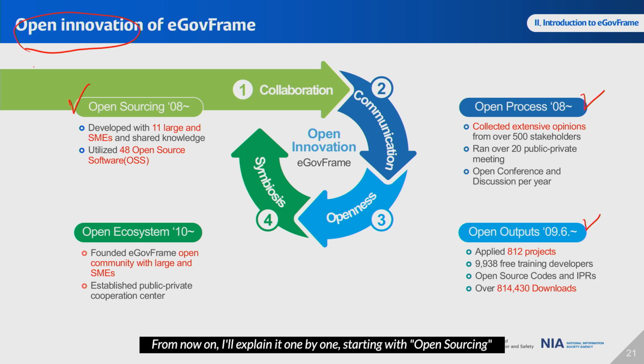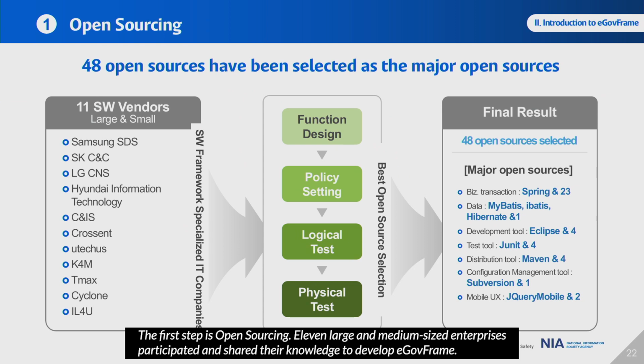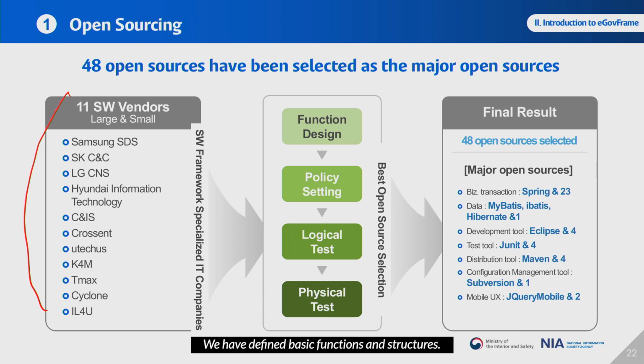From now on, I'll explain it one by one, starting with open sourcing. The first step is open sourcing. 11 large and medium-sized enterprises participate and share their knowledge to develop eGovFrame. We have defined basic functions and structures. It has gone through the process of defining an open source selection policy.